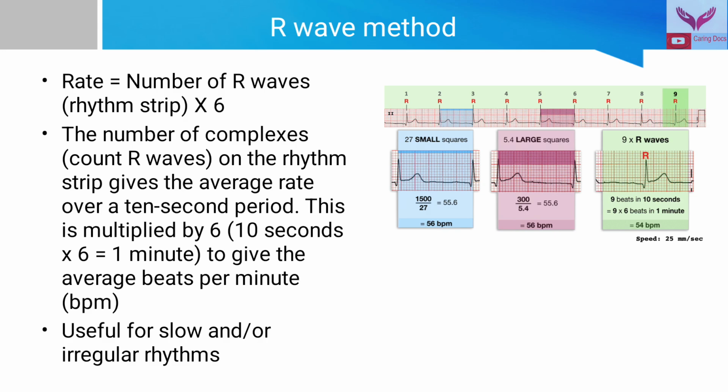Third is the R wave method. Here the rate is calculated by counting the number of R waves in a rhythm strip and multiplying it by 6. So counting the complexes, that is the R waves on the rhythm strip, gives the average rate over a 10-second period. This is multiplied by 6, because 10 seconds times 6 will give us 1 minute, giving the average beats per minute. It is useful for slow or irregular rhythms.